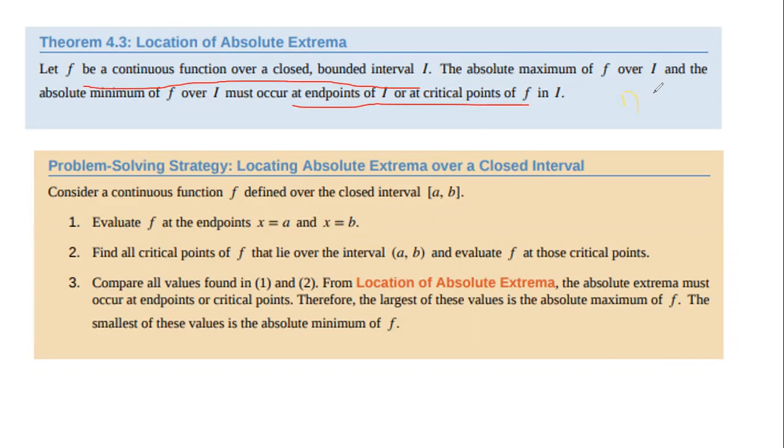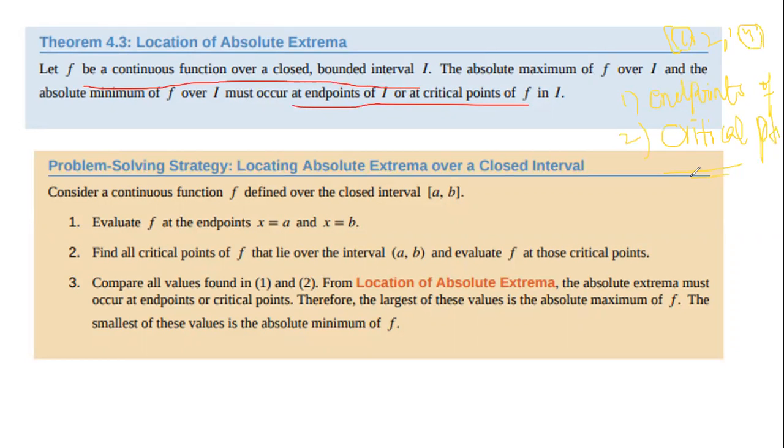It depends first on the endpoints of my function. Let us say my domain is 1, 2, 3, 4. So my end values are 1 and 4. It depends on the end values. And second, it depends on the critical points of the function. So this is how we can find the location of absolute extrema.